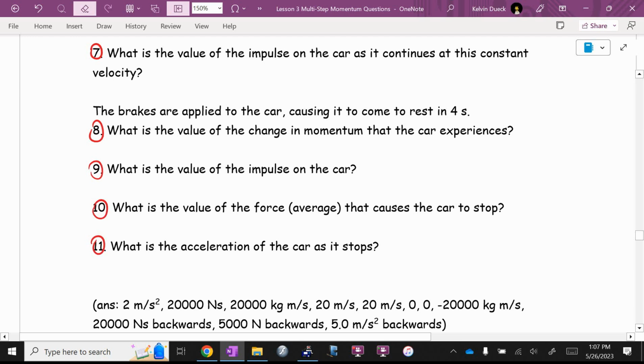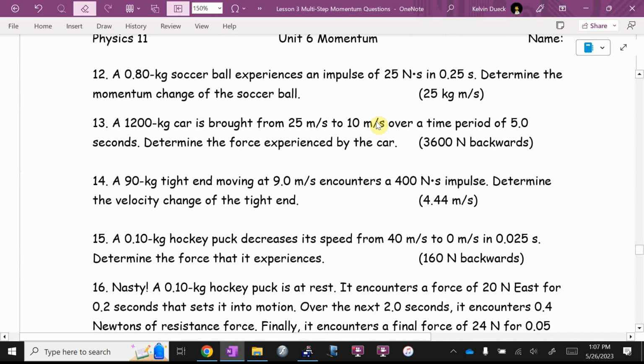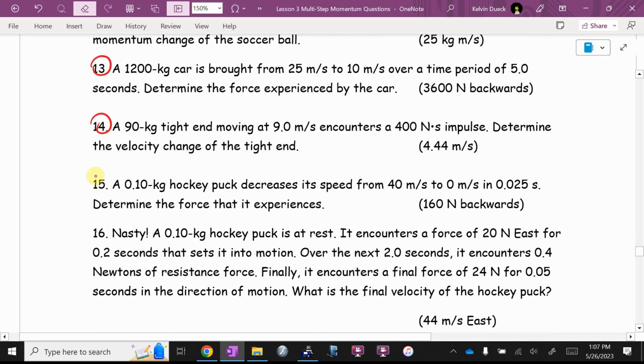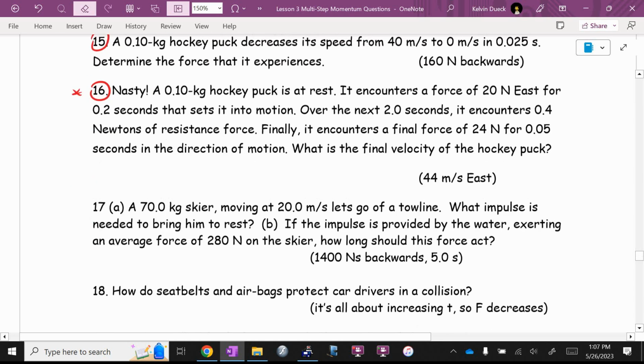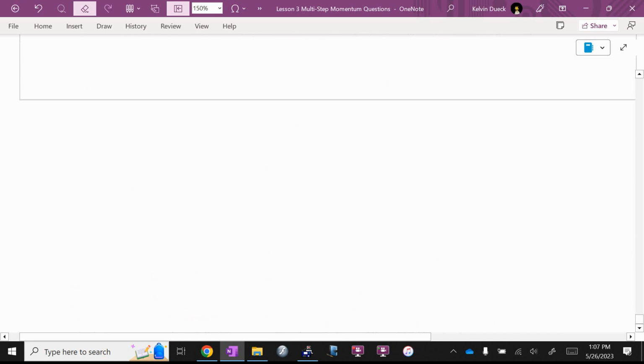This was me just sitting down and asking, what are all the various ways that I can mix and match impulse, mass times V final minus mass times V initial, and force times time, and m delta V? What all can we pull out of here? Okay. You can try 1 to 11. 12 is good. 13 is good. 14 is good. 15 is good. And I'll let you try 16. We'll pause here. I'm going to be assigning more, but I'll do that once we finish off the lesson as well. Okay?